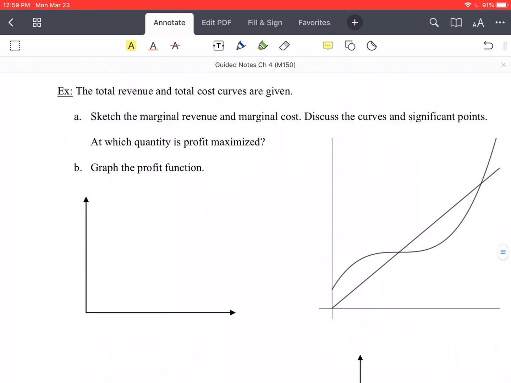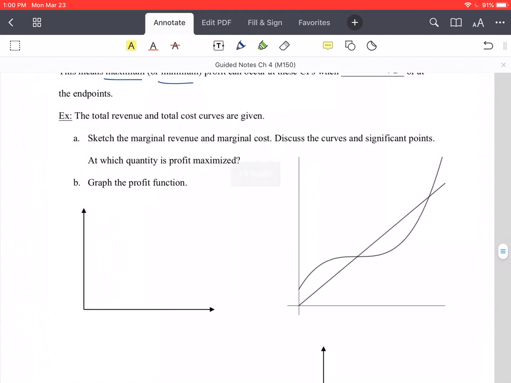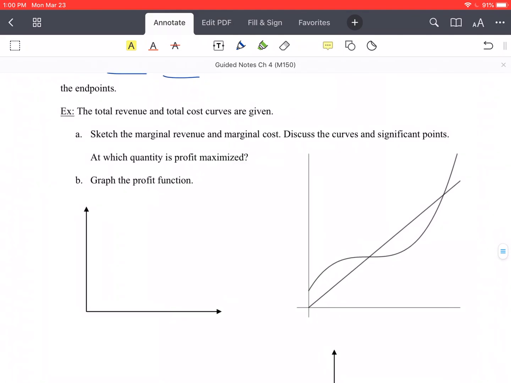So let's look at an example. So the total revenue and cost curves are given. So let me label these. So this one is revenue. This one is cost. And we want to sketch the marginal revenue and marginal cost, discuss the curves and significant points, and determine at which quantity is profit maximized, and then graph the profit function.